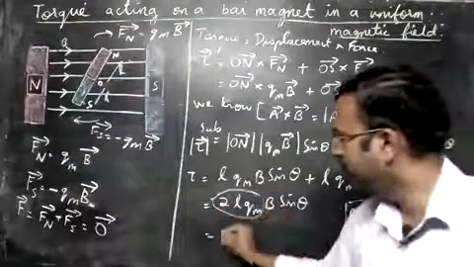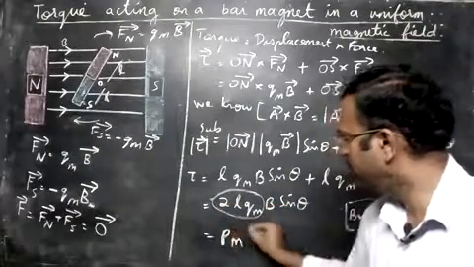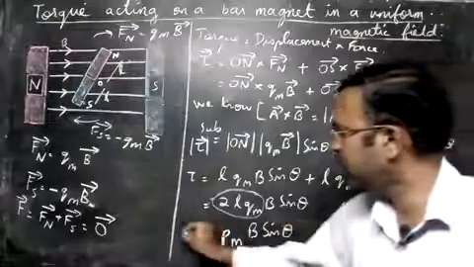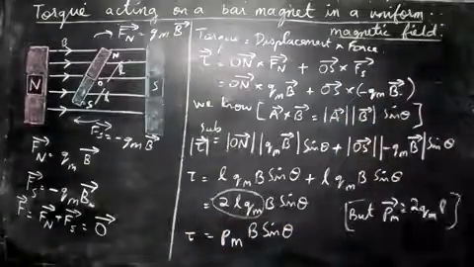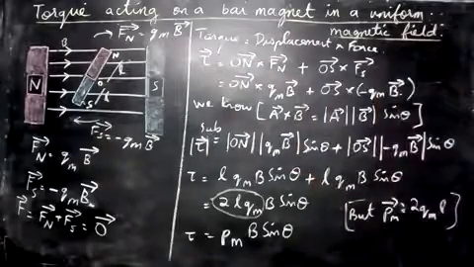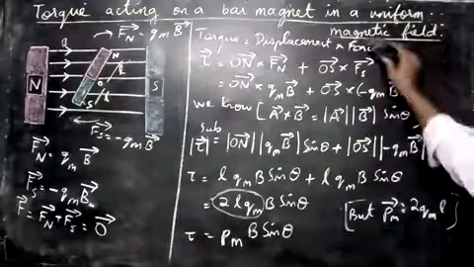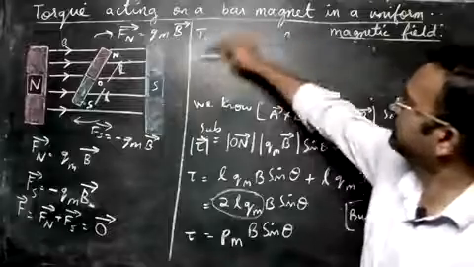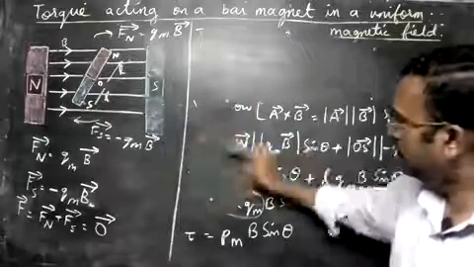So let's substitute here, instead of this term we write Pm. So Pm into B into sin theta. This gives us the torque here. Is it clear up to here now? Then next we'll try to write it in vector format. So let me rub this, rub all this up to here.